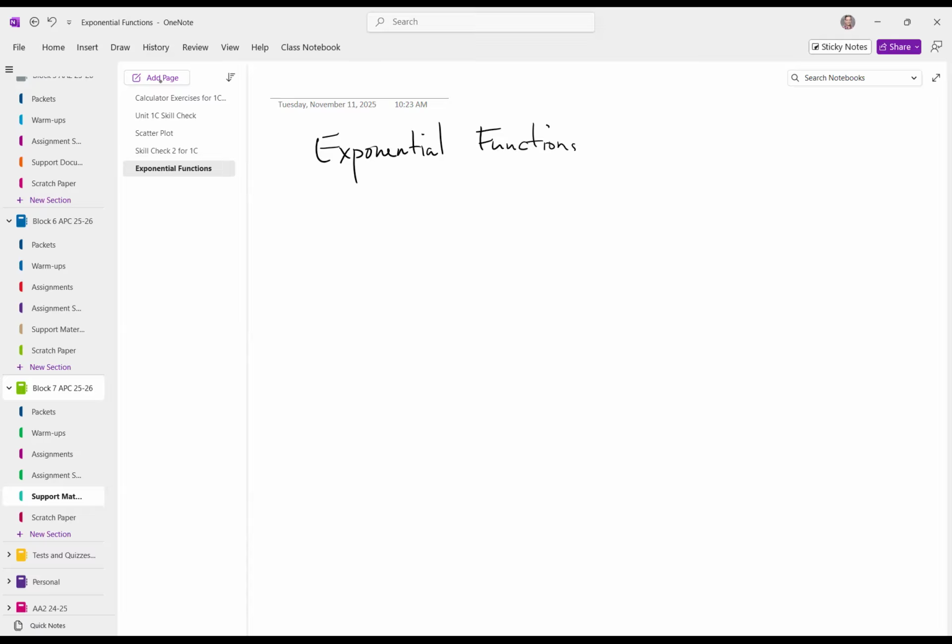So the most basic of exponential functions would be in the form f of x equals b to the x, or some number to the x, where b is a constant. Would you just check in with your neighbor to see if they remember the restrictions on what b must be?